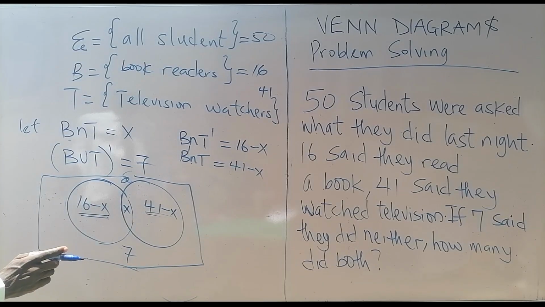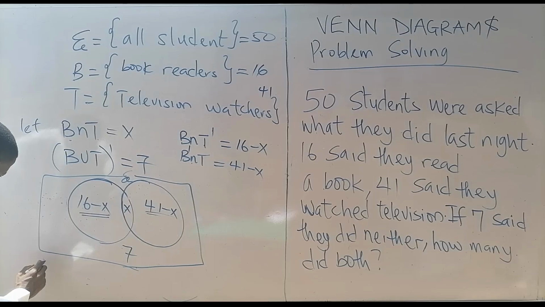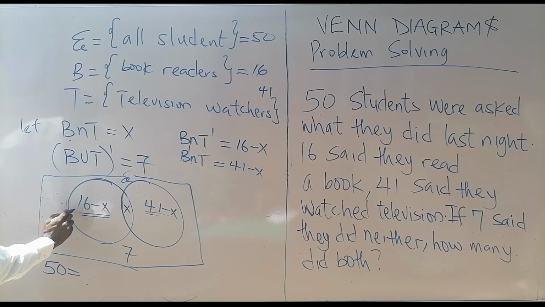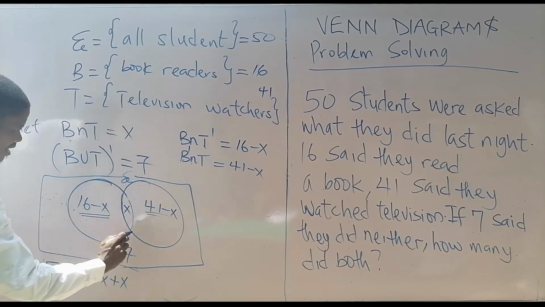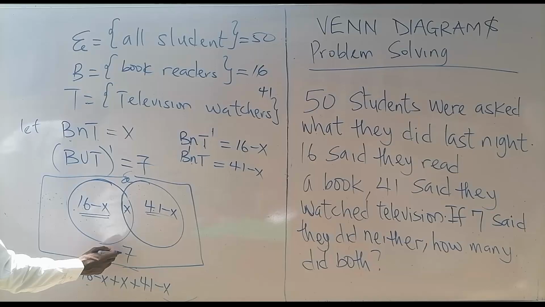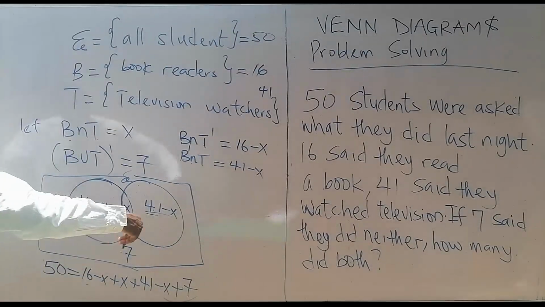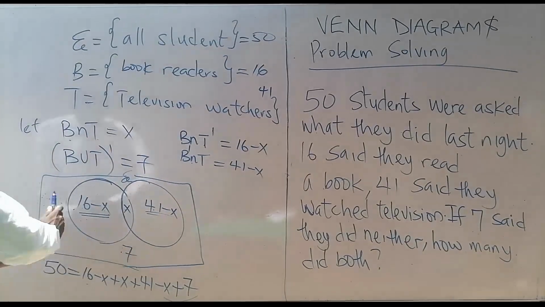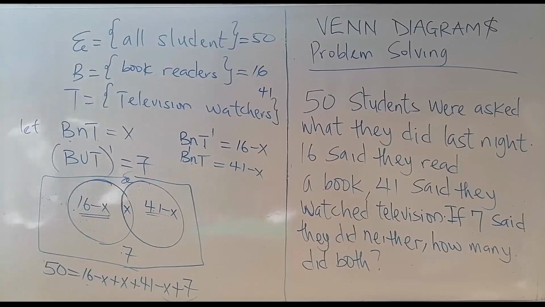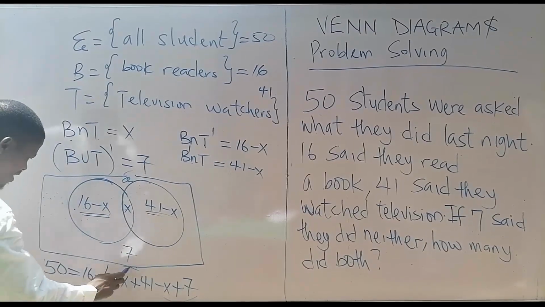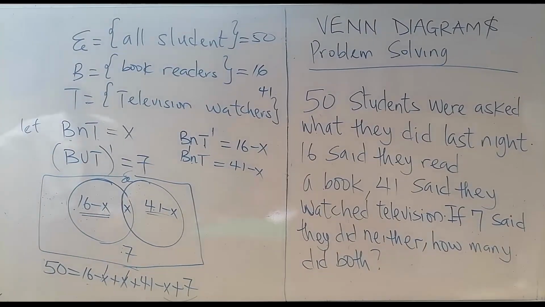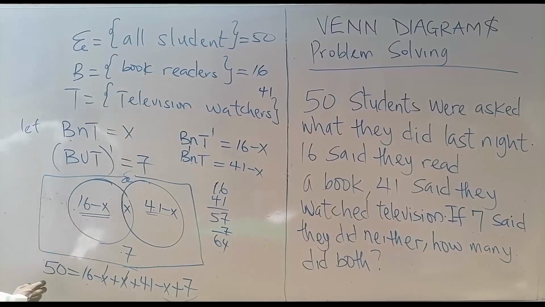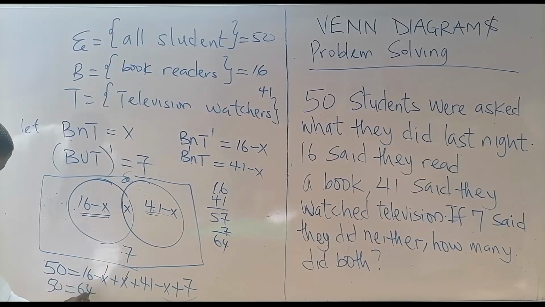The next thing to do now is to set up an equation for the universal set. The universal set is 50, equal to what you have here, plus this one here, and then plus the 7 outside. Because the universal set is the total of the whole rectangle, the total of what you have inside the box. So the X terms cancel. Then we're going to have 16 plus 41 plus 7, minus X. So we have 50 equal to 64 minus X.